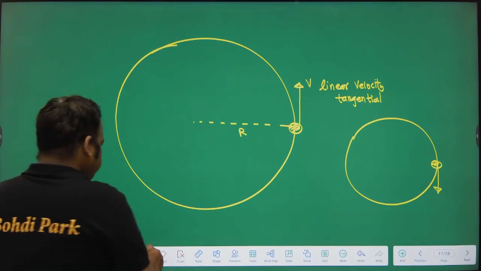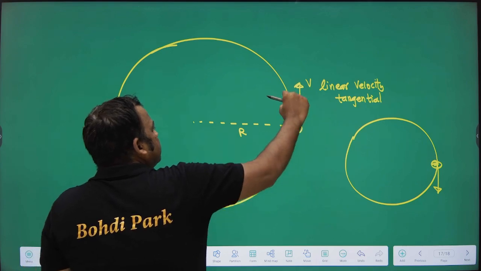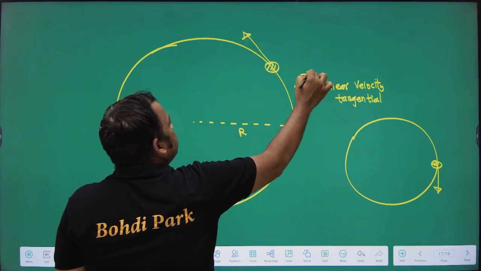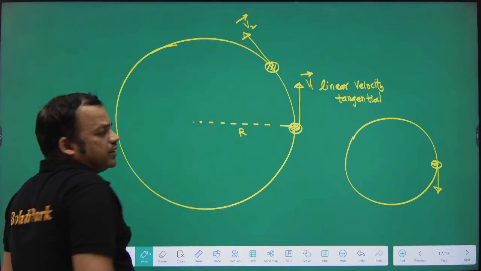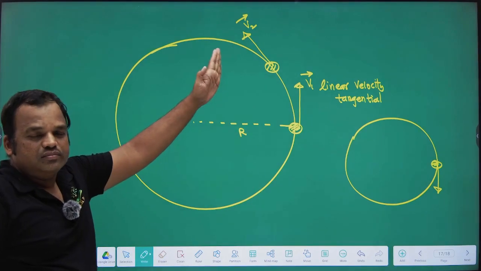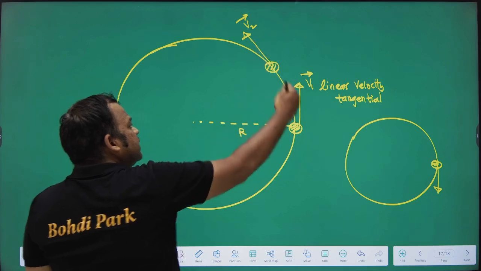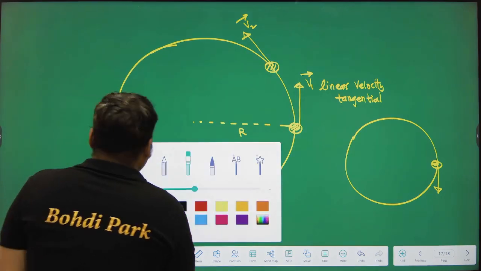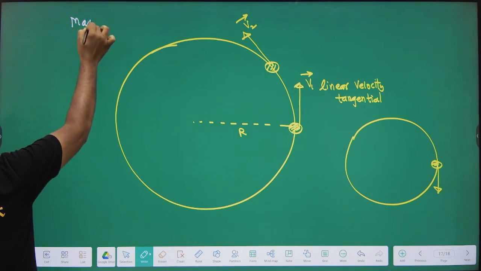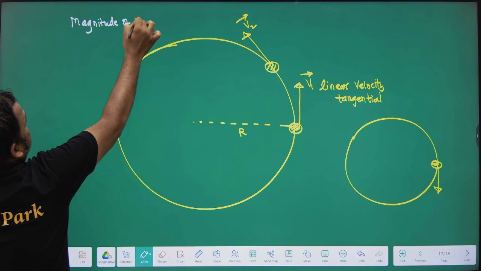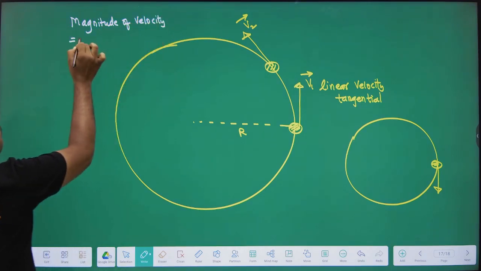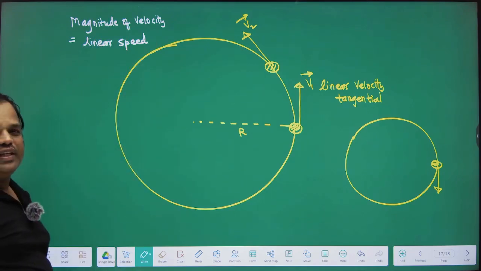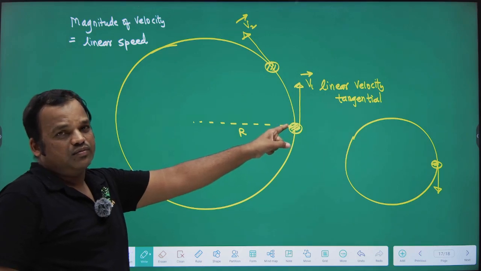Now over here, the particle is going along this circle. So after some time, this will be the velocity. So we can say this is v1 vector and this is v2 vector. So velocity is changing. The magnitude is also changing and the direction is also changing. Both magnitude and direction are changing. The magnitude of velocity is also called linear speed. So linear speed means the rate at which distance is covered.